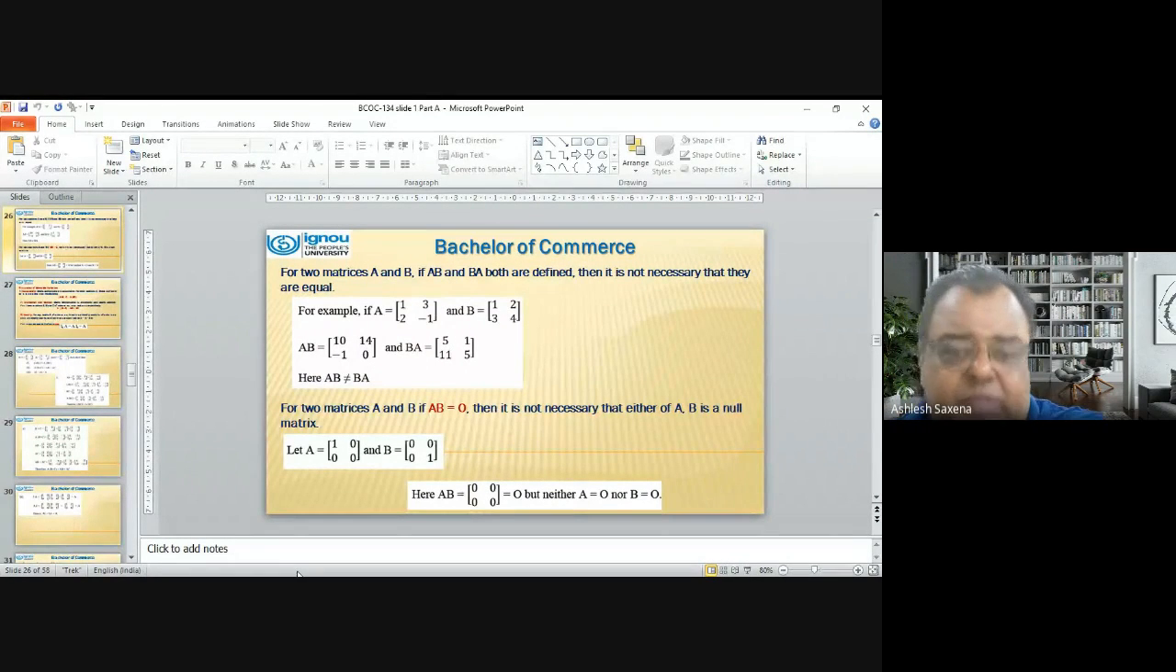Now, for two matrices A and B, if AB is equal to 0, it is not necessary that either of A or B is a null matrix. A is 1, 0, 0, 0, and B is 0, 0, 0, 1. Then we are multiplying A by B. We are getting 0. Here, neither A is 0 nor B.